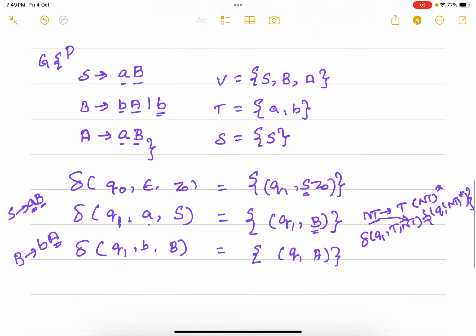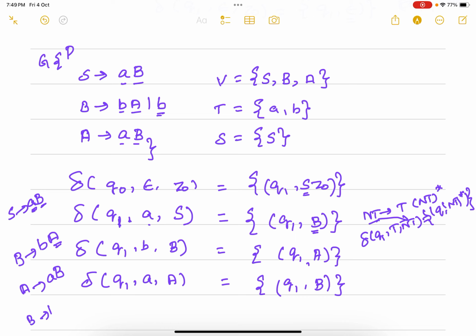Okay. Now what about the next production? A goes to capital AB. In that case Q1 comma small a comma right hand side capital A is equal to Q1 comma left hand side B should be there. And you have one more production, that is B goes to small b.